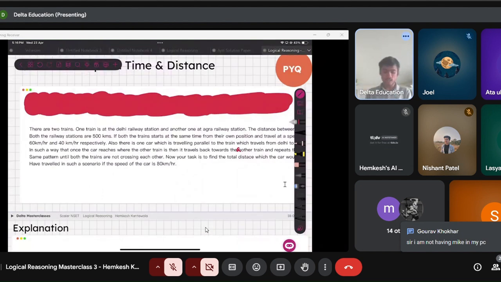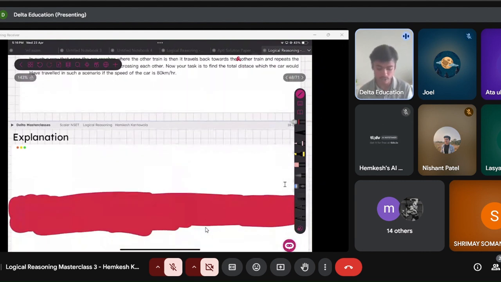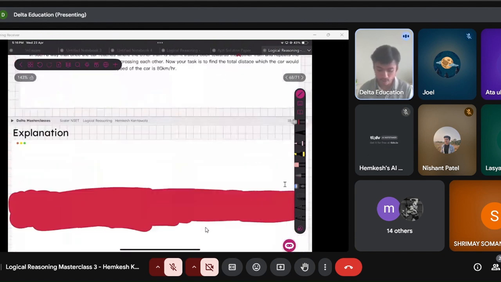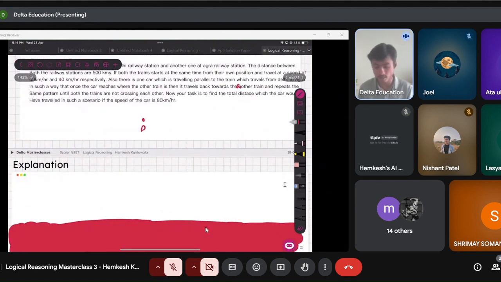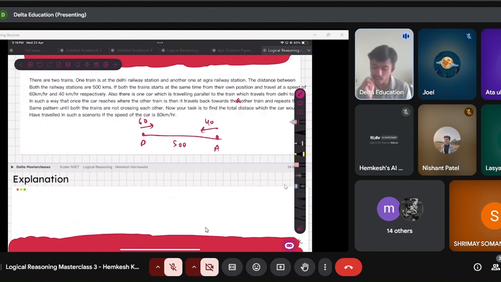Let me only solve. So what the question says is that there are two trains. One train is at Delhi and another one is at Agra. The distance between both the railway stations is 500 kilometers. So if we solve this, one at Delhi, another one at Agra, distance is 500 kilometers. If both the trains start at the same time from their own position and travel at a speed of 60 kilometers per hour and 40 kilometers per hour respectively. Also, there is one car which is traveling parallel to the train which starts from Delhi.